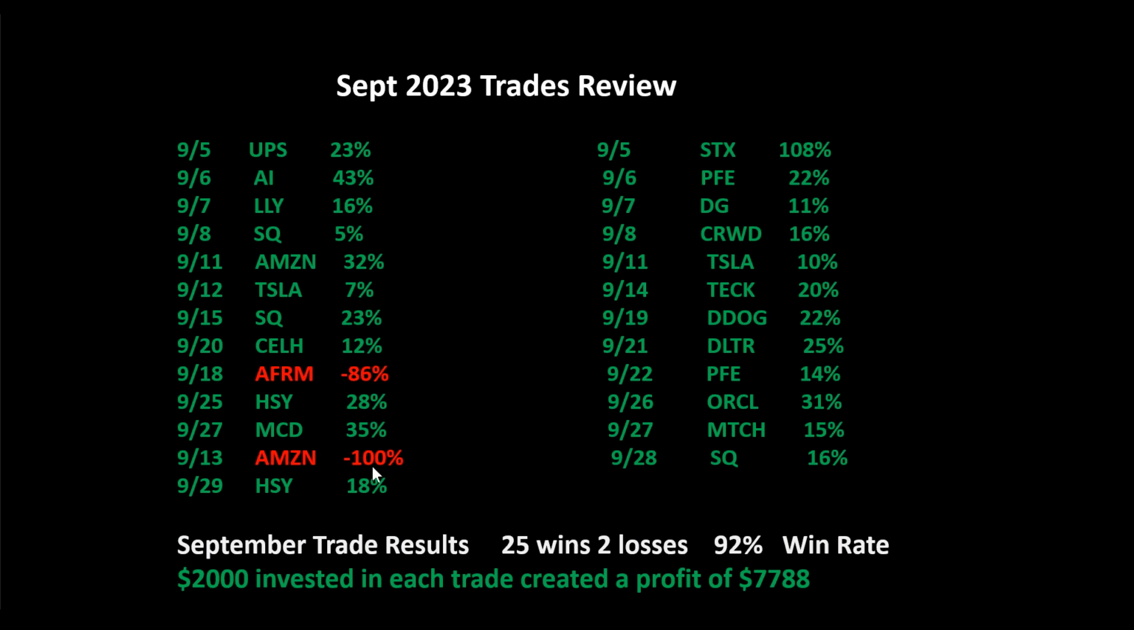And you can see we have losers. Everybody has losers, but you can see we run here 23, 43%. STX, that was a nice one, 108%. But this was our September trades of last year. We did 25 wins and 2 losses, a 92% win rate. That's a little higher than normal, but it was a good month.